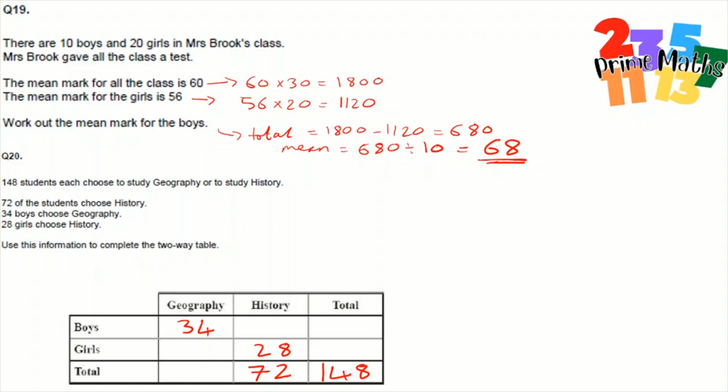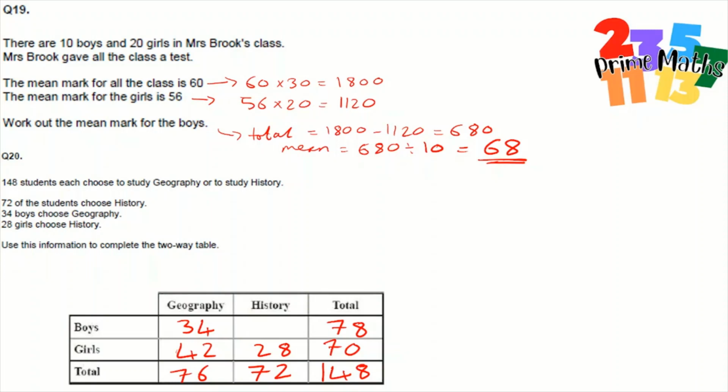148 take away 72 tells us that 76 students in total studied geography. 76 take away 34 tells us that 42 girls studied geography. Adding the 42 and the 28 for the girls tells us there were 70 girls in total, and 148 take away 70 tells us there were 78 boys in total.